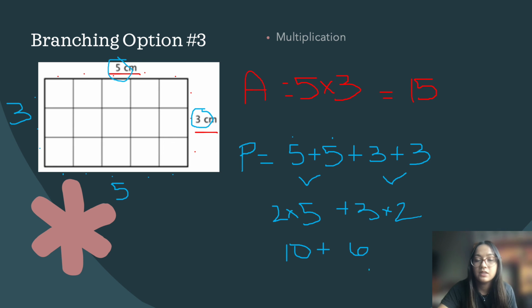So 10 plus 6 is 16, and we can confirm this using our counting method. 1, 2, 3, 4, 5, 6, 7, 8, 9, 10, 11, 12, 13, 14, 15, 16. And just like before, we've come to 16 as our perimeter using multiplication instead of addition.